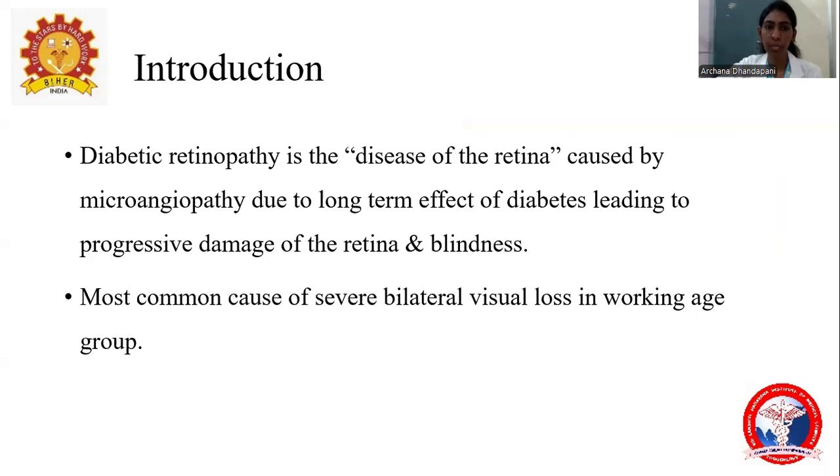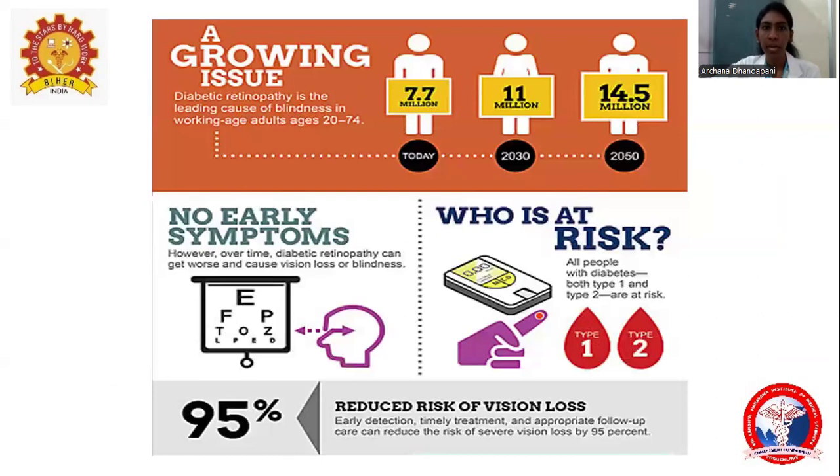This is the most common cause of severe bilateral visual loss in a working age group. As I told before, it is the leading cause of blindness in working age adults between the age of 20 to 74. At present, about 7.7 million people are affected by diabetic retinopathy, and by 2050, the prevalence is estimated to double.